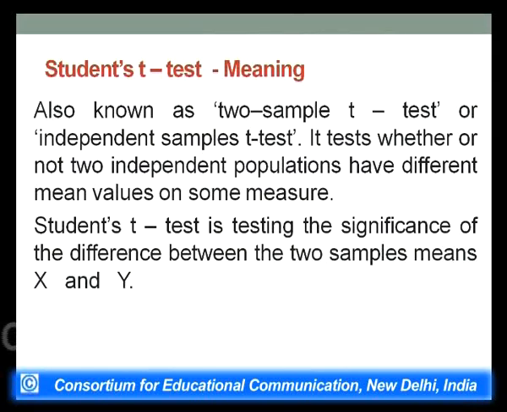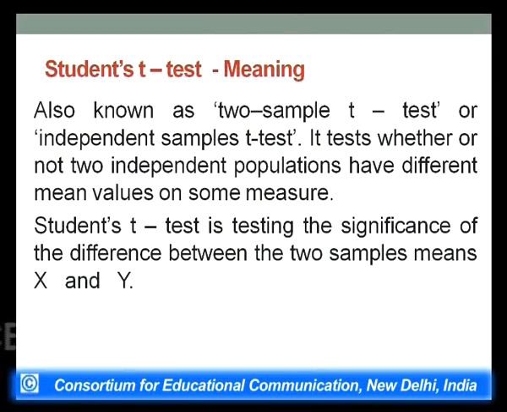So, therefore, the difference between the samples, that is x is a sample mean, y is a sample mean, and whether these 2 sample means are different or not different. If they are different, then it means they have been taken from different populations. If they are the same, it means they have been taken from the same population.